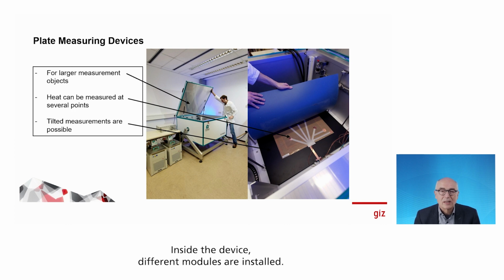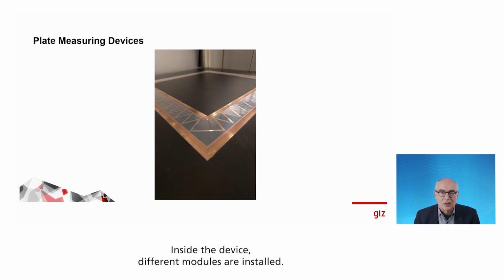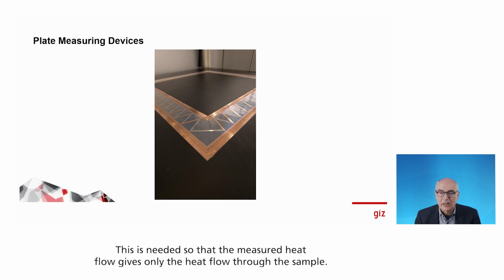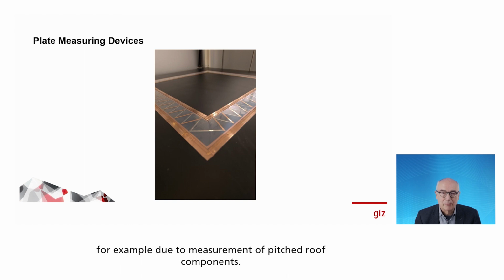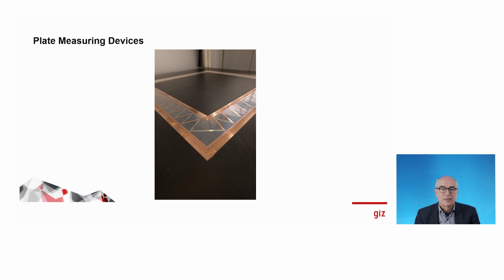Inside the device, different modules are installed. These make sure that the heat flow runs always vertically through the sample, even if the device is tilted. This is needed so that the measured heat flow gives only the heat flow through the sample. This has to be true even if the measuring is not made vertically but tilted, for example due to measurement of pitched roof components.